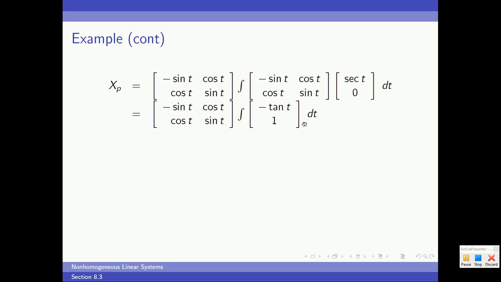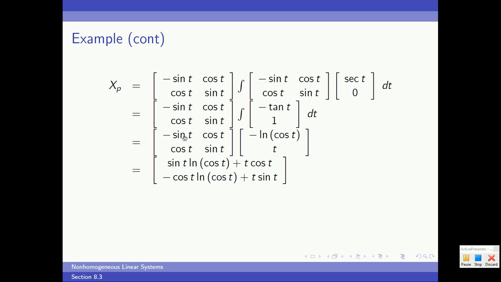If I integrate this, if I rewrite this as minus sine t over cosine t, I can use substitution, and I get that the integral of negative tan t is negative natural log of cosine t. The integral of 1 is just t. And I still have this phi sitting on the outside, so the last step is to multiply through. So I have this negative times the negative natural log, so I get sine t natural log cosine t plus t cosine t. Second row times my column, I get this. So that's my particular solution.